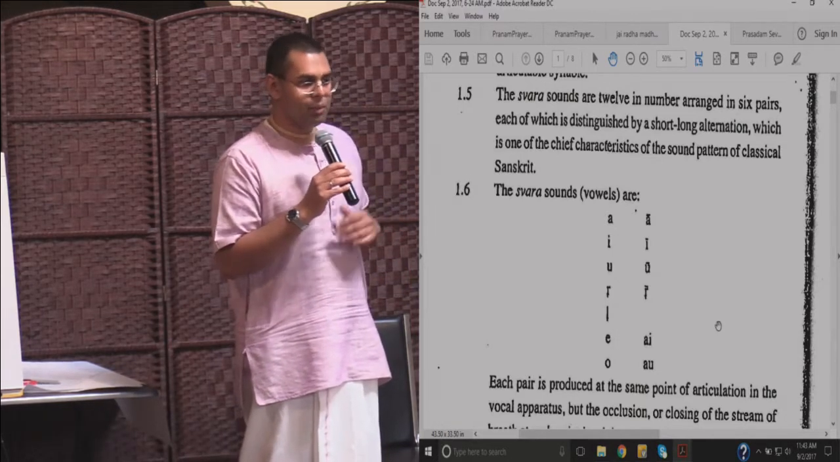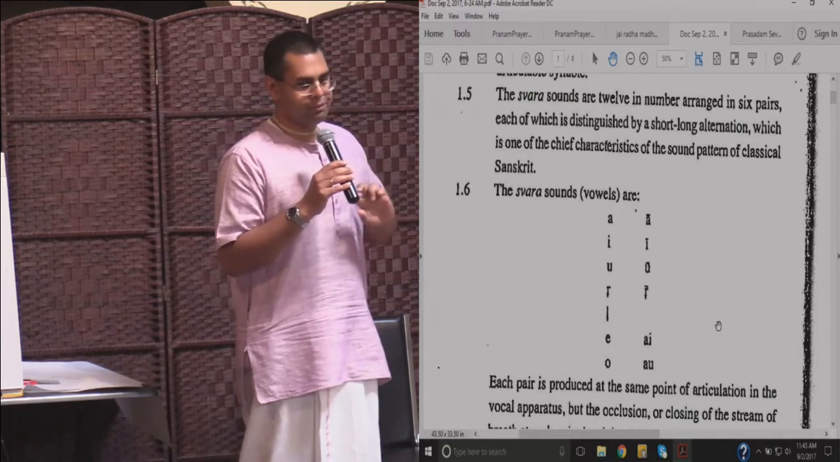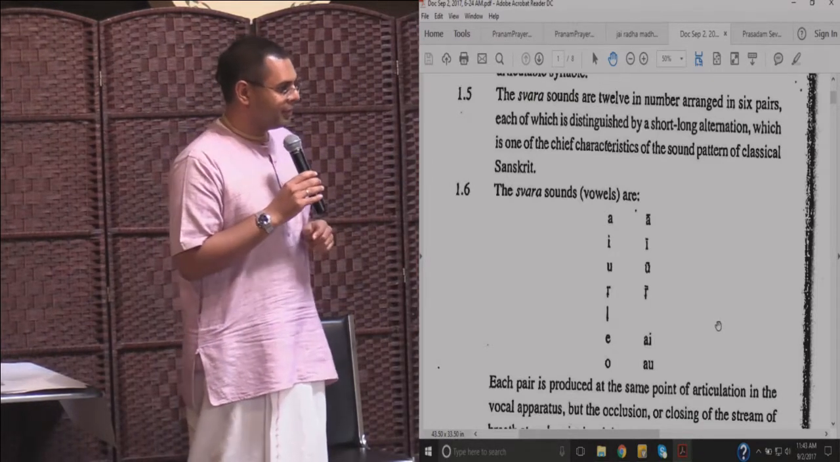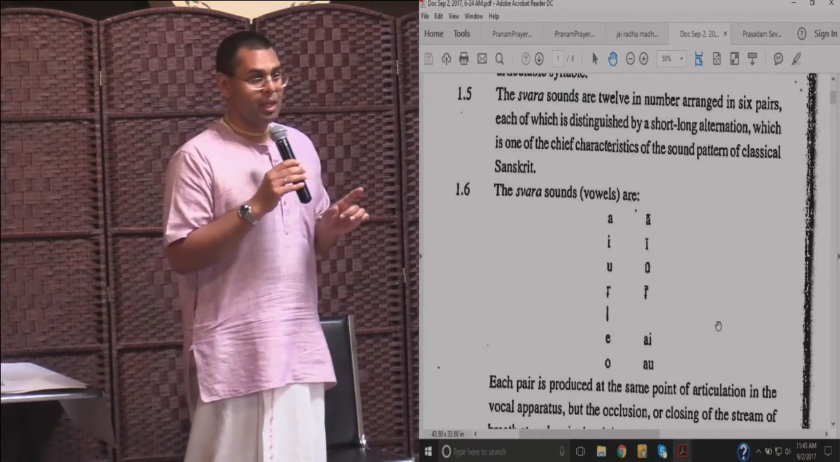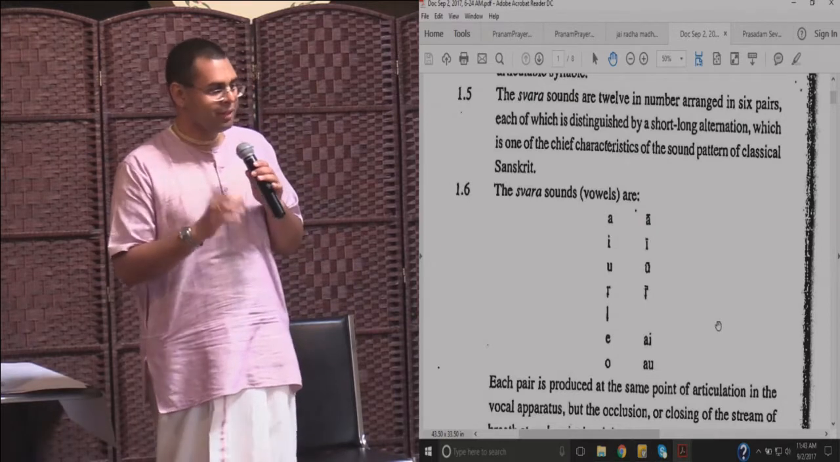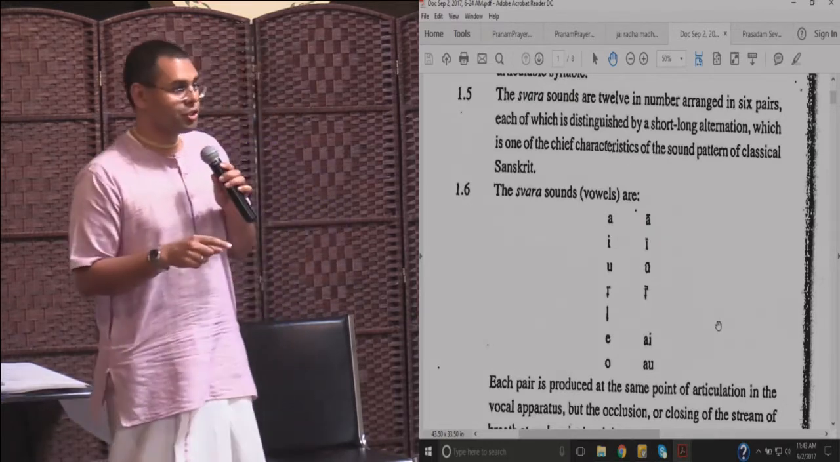So what makes something a vowel as opposed to a consonant? Anyone know this simple difference between a consonant and a vowel? What makes something a vowel? Yeah. It's independent. It can be sounded on its own.